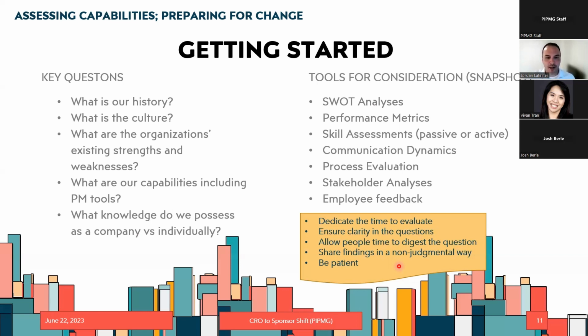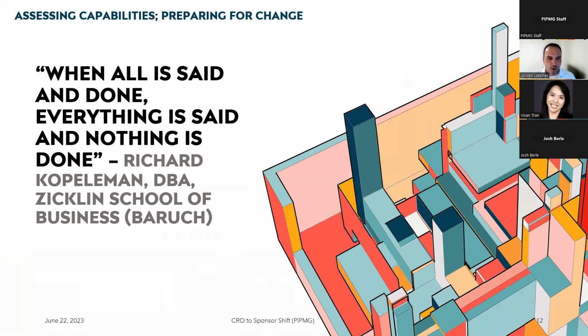Now, we talk about all these great ideas to get started. One of the hardest things is making sure we actually write it down. I had a business professor who used to say, when all is said and done, everything is said and nothing is done. The point here is being transparent about the information we're collecting during that getting started phase. If we just have discussions and try to form our own gestalts, it's not going to prepare us well for the future. It's also important for the organization to see that transparency.